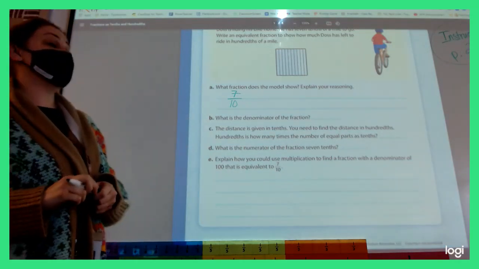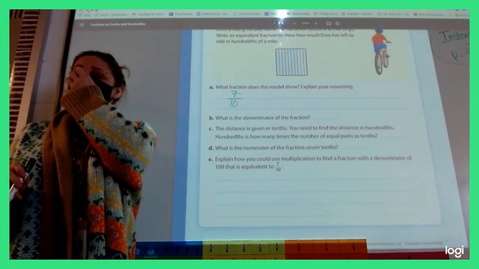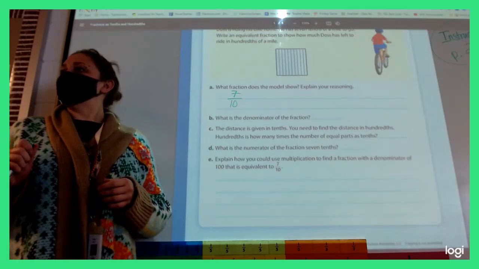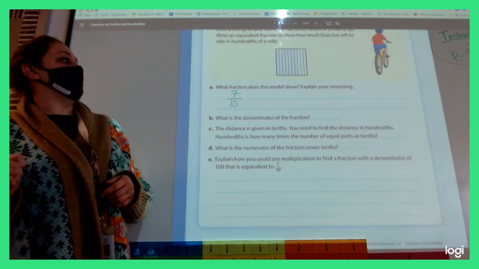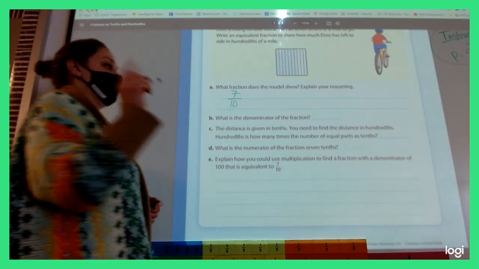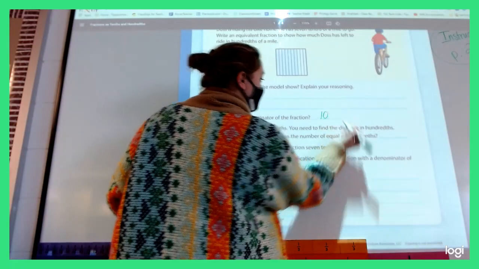B, what is the denominator of the fraction? Someone that hasn't answered in a while, be brave. What's the denominator? Quentin, what is the denominator of that fraction? The denominator is the 10. The 10. Good job fixing your answer.